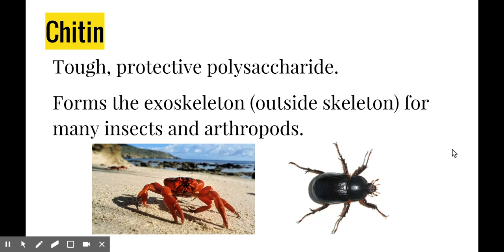The next one I want you to know is chitin. Chitin is a tough and protective polysaccharide. We find it in the exoskeleton of some insects and arthropods. So for example, gross but descriptive, if you've ever stepped on a beetle and heard that crunchy sound, that's chitin. That's the shell, that protective exoskeleton that we find on those insects.